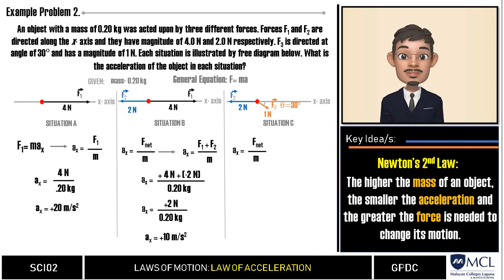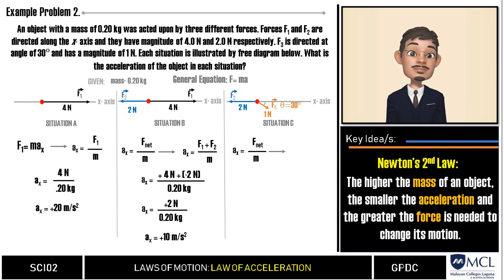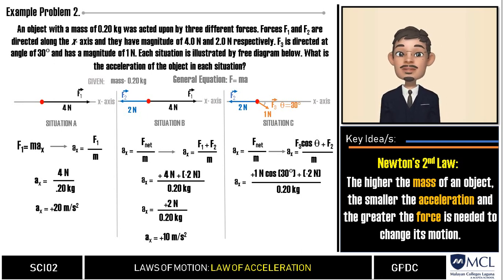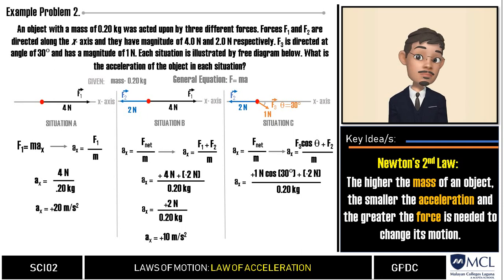Since they are opposing forces, we can find the resultant force by algebraically adding them, F sub 3 plus F sub 2. Remember that F sub 3 is not on the x-axis, so we need to find first the x component of this using the formula F sub 3 cosine theta. I have a separate video about getting the x and y components of vectors. You may want to visit that by clicking the link in the description. We substitute the values now. Our F sub 3 is 1 newton multiplied by cosine 30 degrees, which is our angle, and their product will be added to negative 2 newtons.